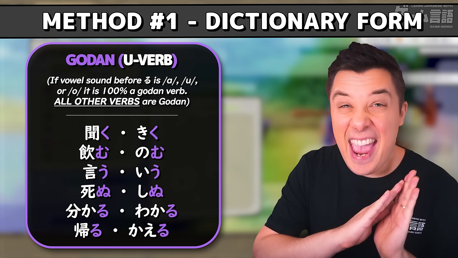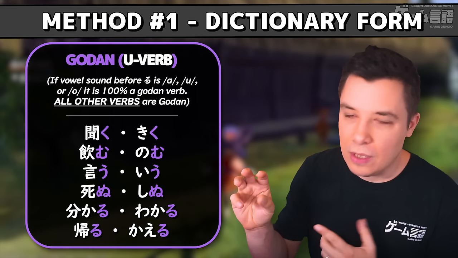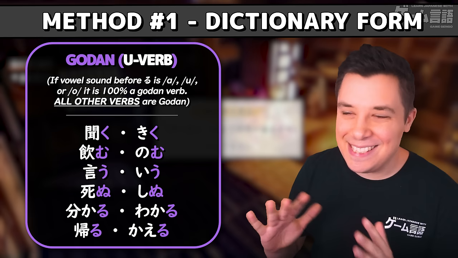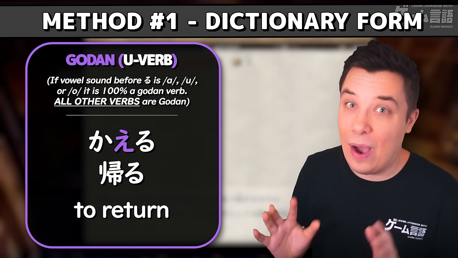So if the vowel sound before the ru is an a, u, or o, then even if it has a ru ending, it's still a godan. Like for example, wakaru, to understand. That waka is an a sound, therefore automatically it's a godan. But, as I said, there are some exceptions and it gets a little bit tricky, like for example, kaeru, to return. Well, that has an e sound before the ru. However, this is actually a godan verb, and this is where it gets a little bit less accurate.